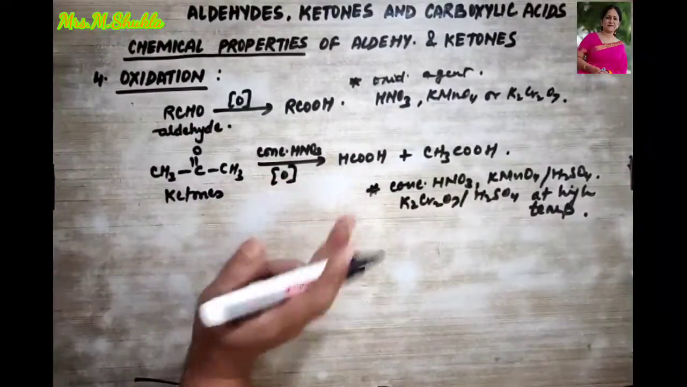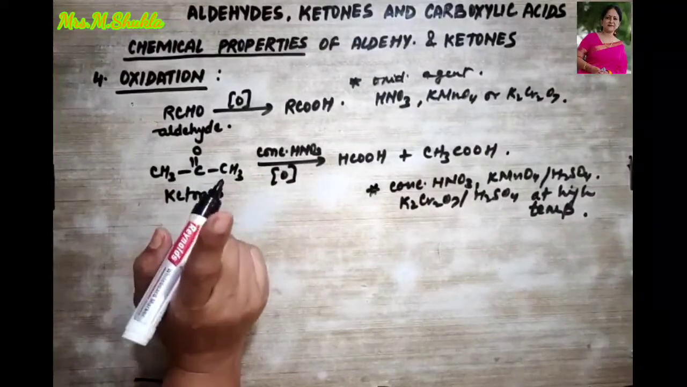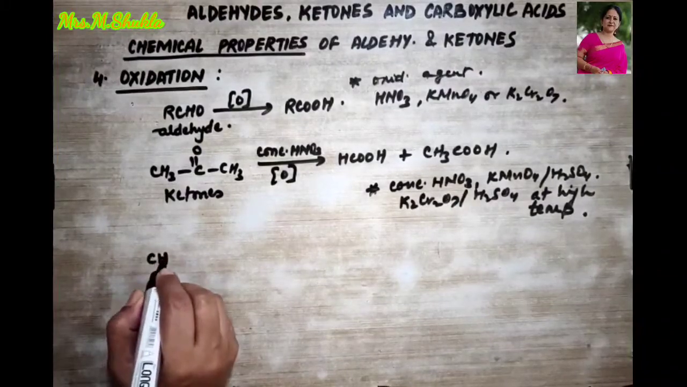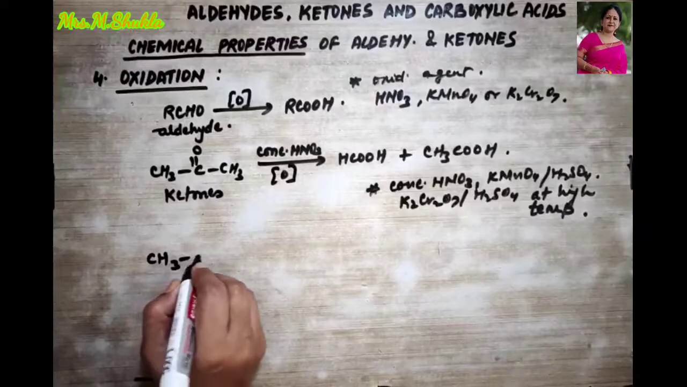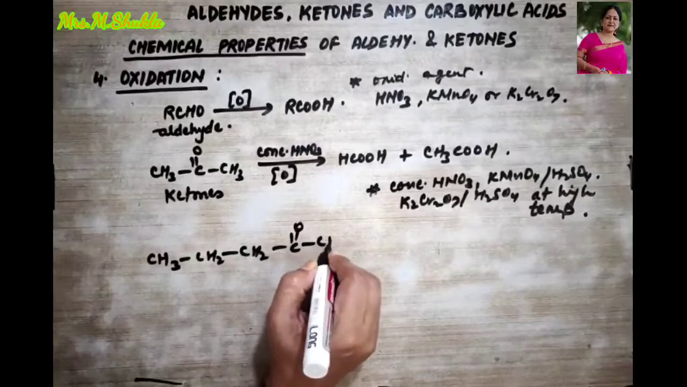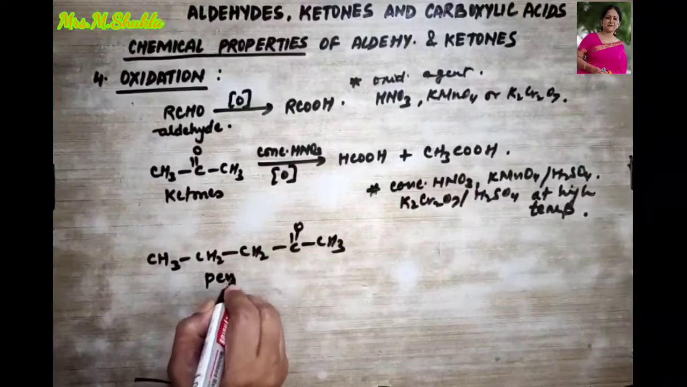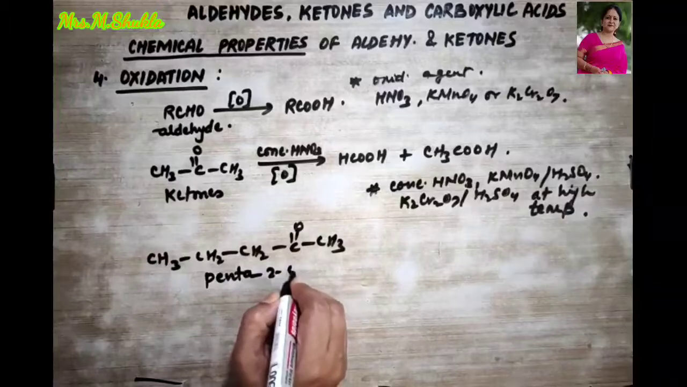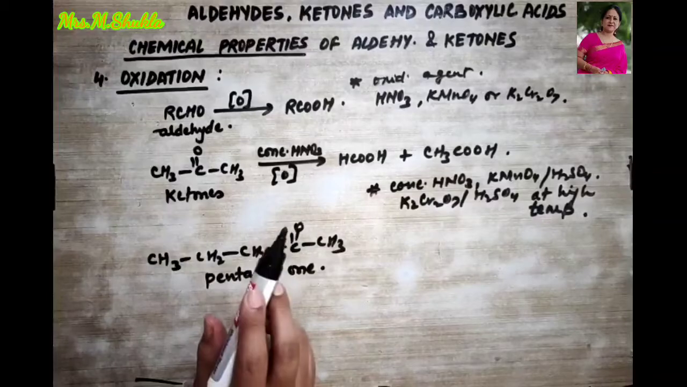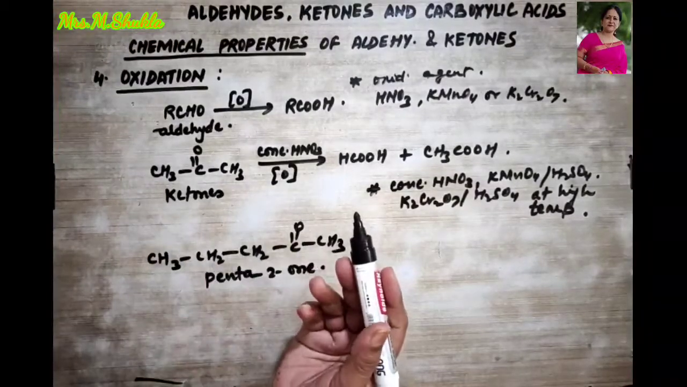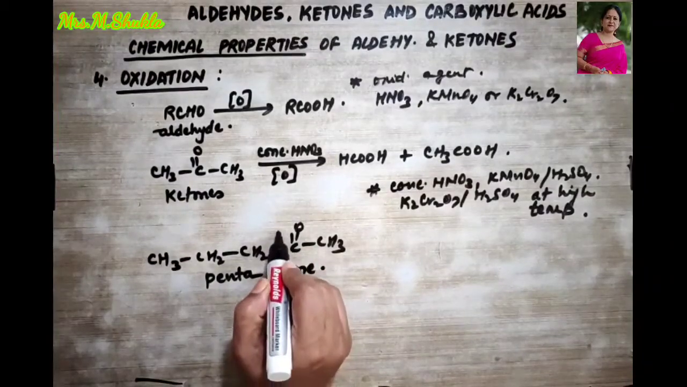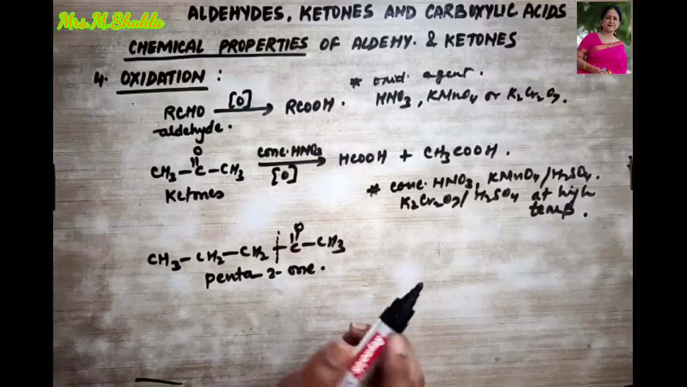Now, in case of unsymmetrical ketones, the cleavage occurs in such a way, so let me first draw an unsymmetrical ketone for you. CH3CH2CH2COCH3. So what is this? This is your pentan-2-one, right? As I said, the cleavage will occur where the keto group preferentially remains with the smaller alkyl group, right? So where will the cleavage occur? It is going to occur here.